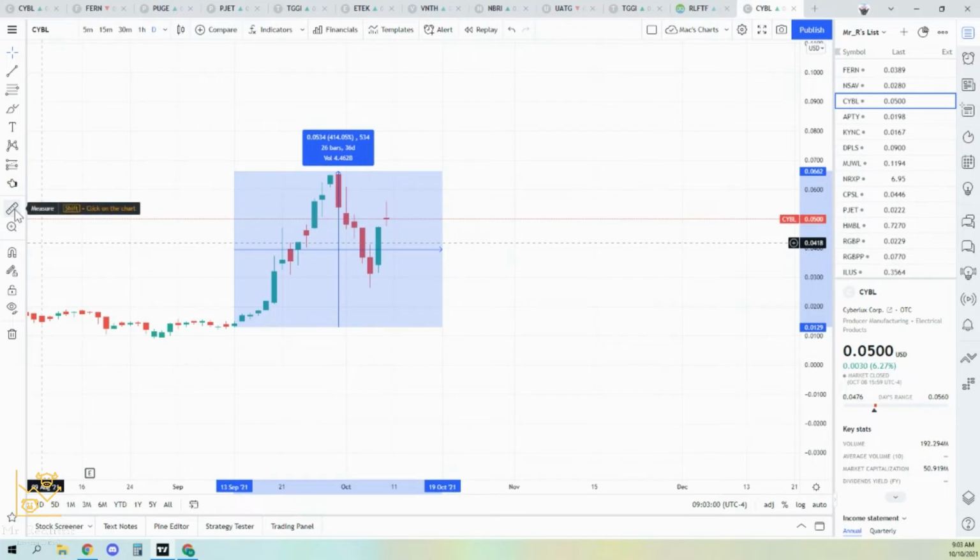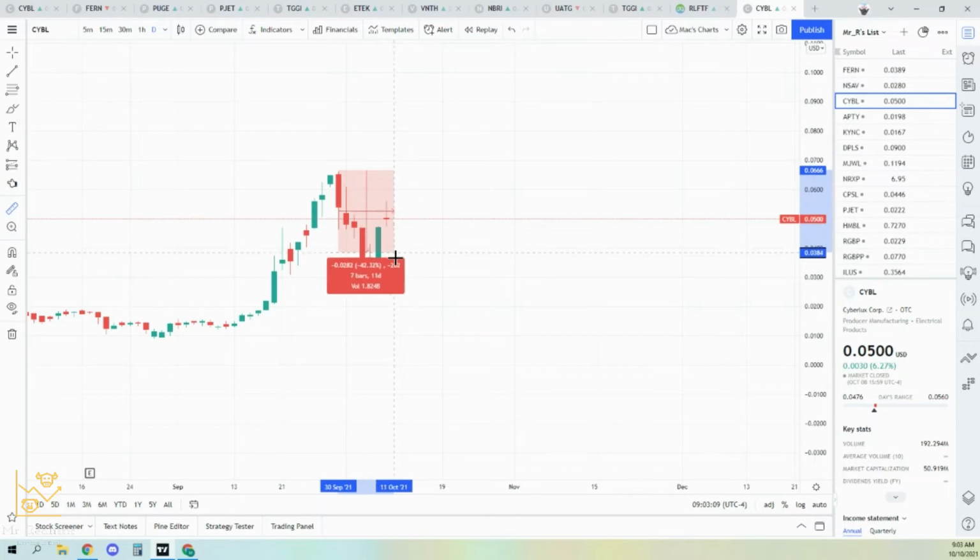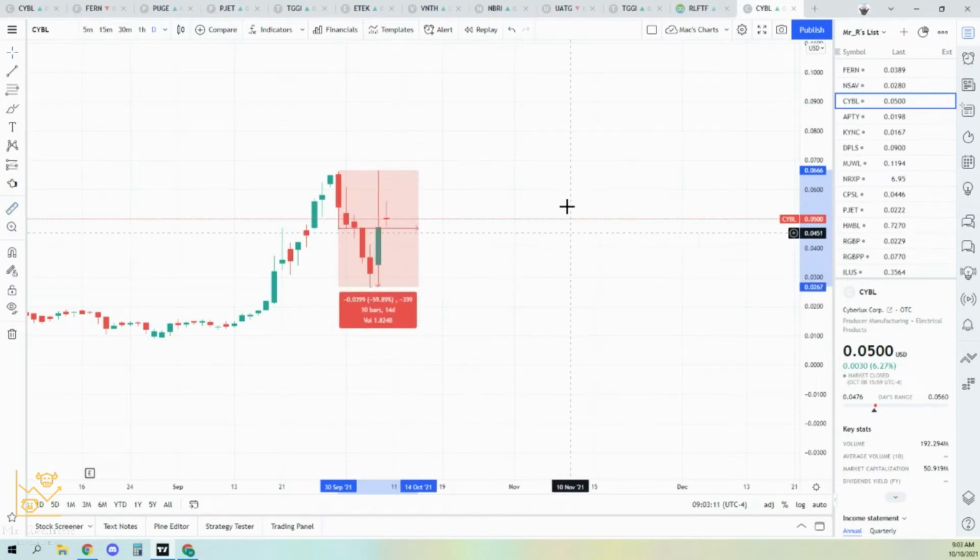So just click that measuring ruler again, and then we'll go right up here. The blue will disappear as soon as I click. Let's drag it on the way down. Now we're looking at from recent highs to recent lows. It had a pullback of 59.89%. And you notice I missed a little bit of the wick, so it's probably like 60% right here.